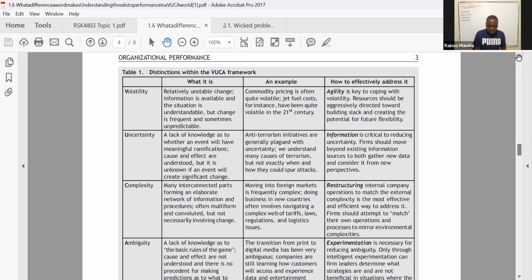Are we on the same page when it comes to complexity, before the next part of the acronym? Any questions?